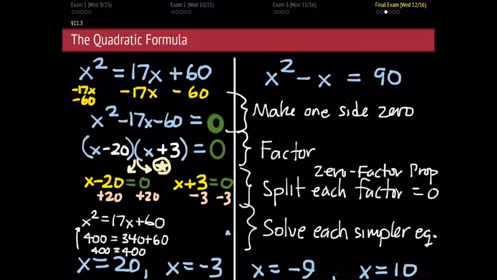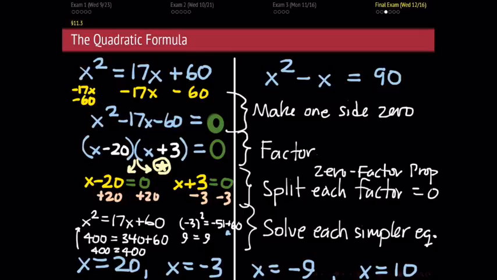Yeah, same thing if we try negative 3. We're going to get different numbers. If I take negative 3 and I square it, I'm going to get 9. 17 times negative 3 is negative 51 plus 60. And sure enough, negative 51 plus 60 is equal to 9. So it's possible for one of these equations to have two different numbers both be solutions to the equation.